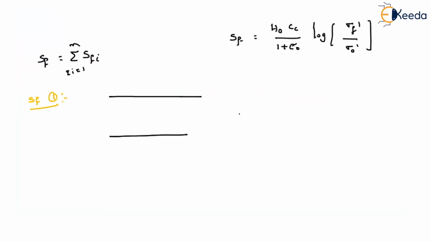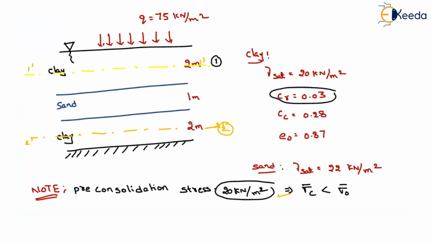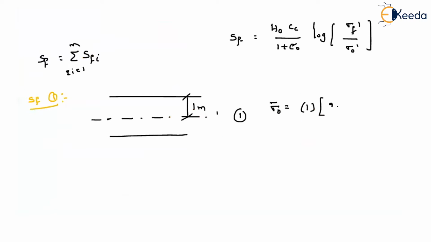This is the first layer. To find the settlement, I have to take the center of the clay layer only. If the total thickness of the clay is 2 meters, then the center is at 1 meter. So what is the initial effective stress at the center of the clay layer? 1 into the effective unit weight, gamma saturation for the clay. How much is it given? 20. For simplicity, let us consider gamma W as 10 kilonewton per meter cube. So 20 minus 10. How much will it be? 10 kilonewton per meter square.